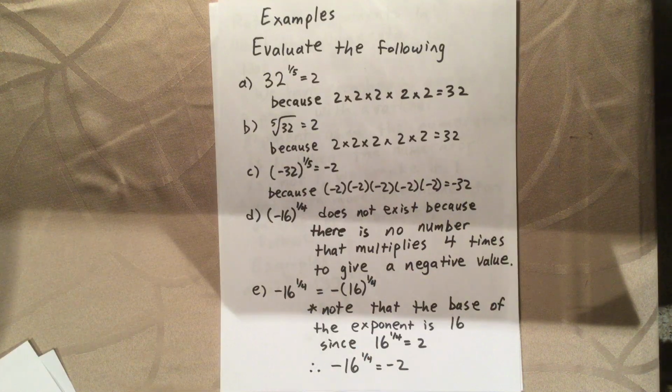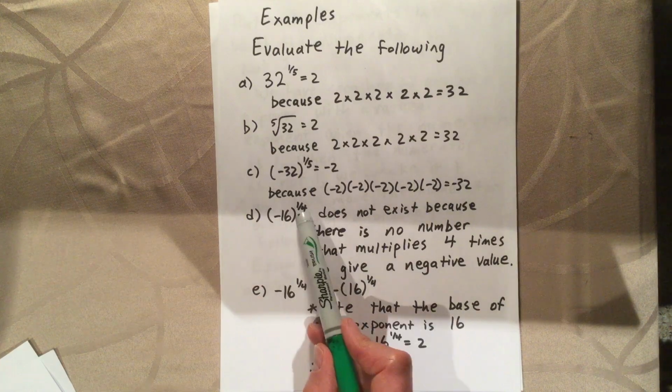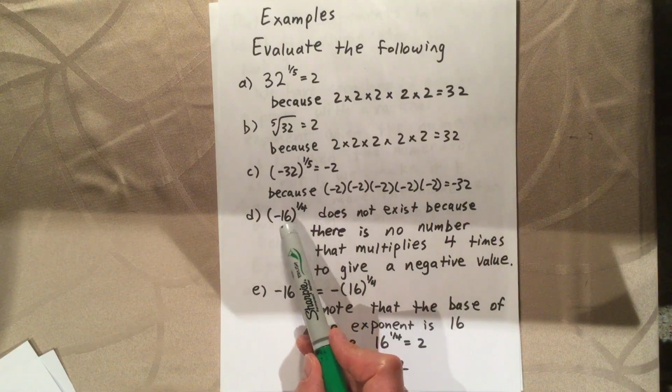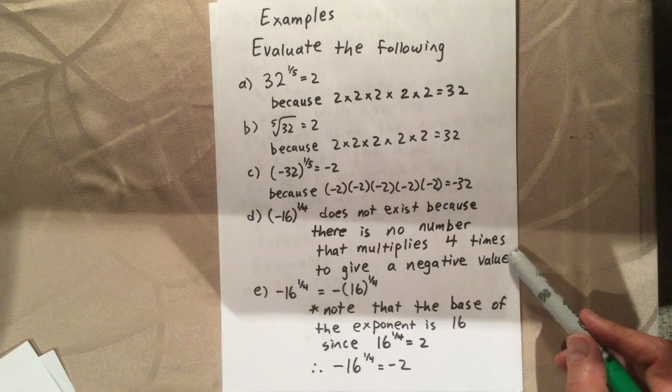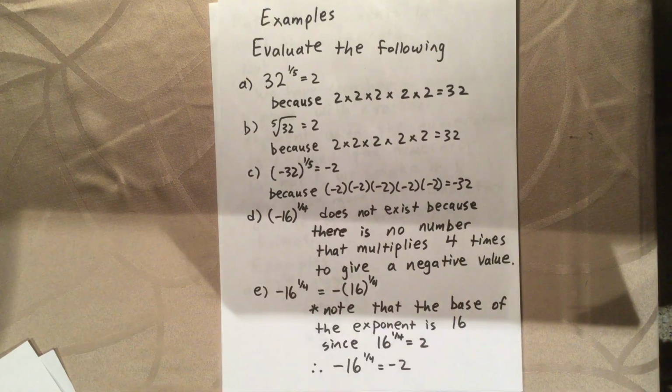That doesn't exist, because the base of the exponent 1/4 is negative 16. Well, you can't multiply a number 4 times and come up with a negative value. So this number does not exist. Negative 16 quantity to the 1/4 does not exist.